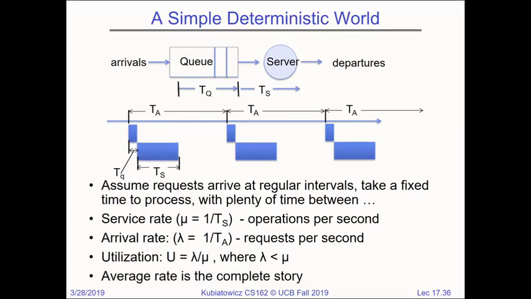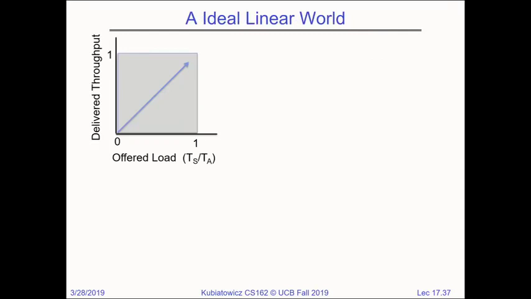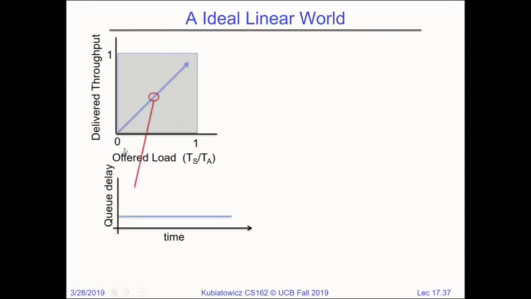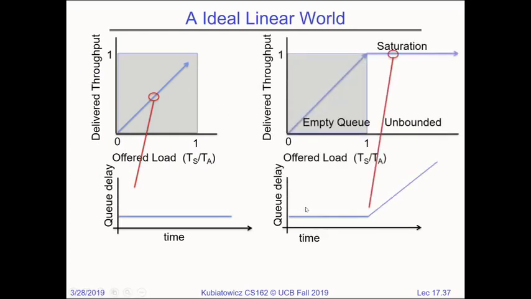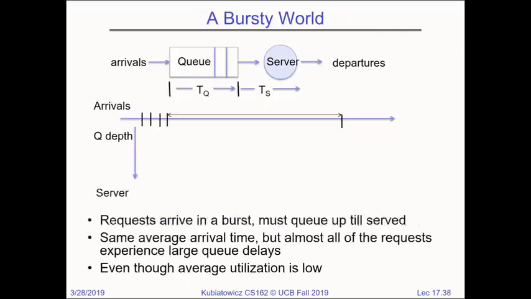So this seems nice. This is where average is the total story, and this is this ideal world where my offered load and my delivered throughput are identical, and when I have too many things coming in, then the queuing delay starts increasing linearly and the queue just fills up indefinitely, so clearly we can't submit more stuff than we can handle. The world, unfortunately, isn't like this.